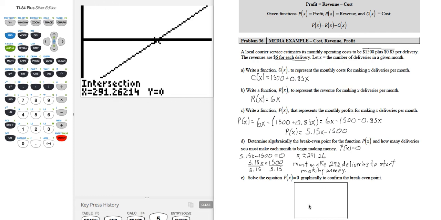I'm just going to record this information here graphically and finish up this problem. So we can see graphically that we confirm the result that we found algebraically. So we must make about 292 deliveries to start making money.